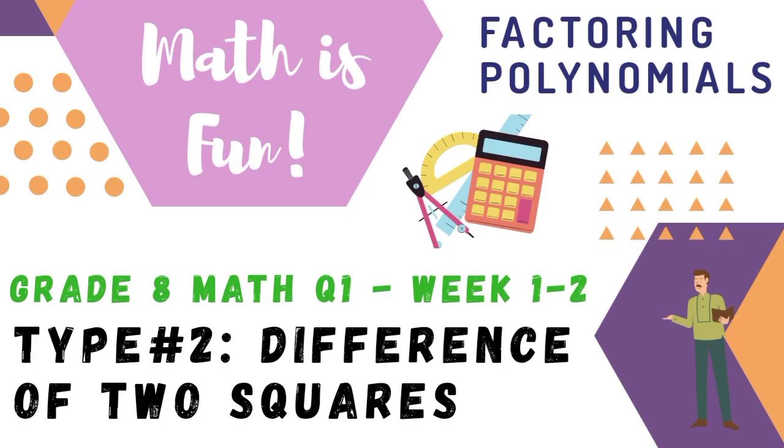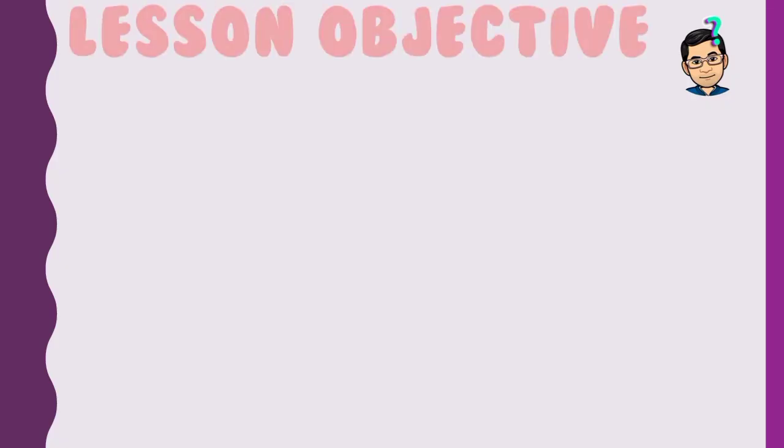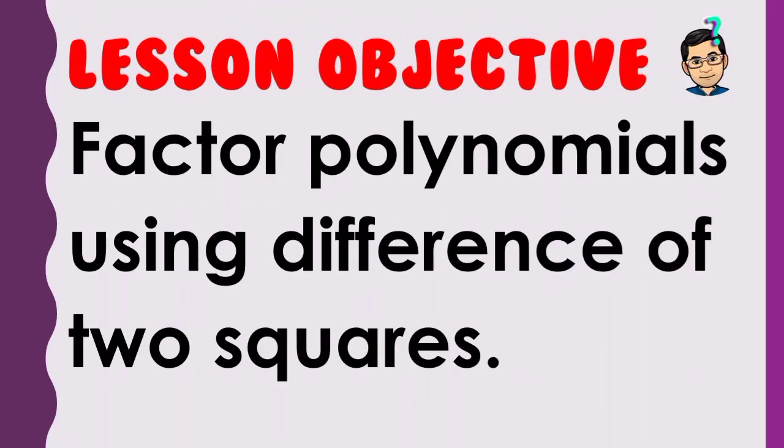So, yung lesson natin today is ito yung part 2 or type 2 ng factoring polynomials. So, kung matatandaan nyo, kung napanood nyo na yung first part natin is factoring common monomial factor. So, ito yung kasunod niya, factoring difference of two squares. Okay, so for our lesson objective, we have factor polynomials using difference of two squares.